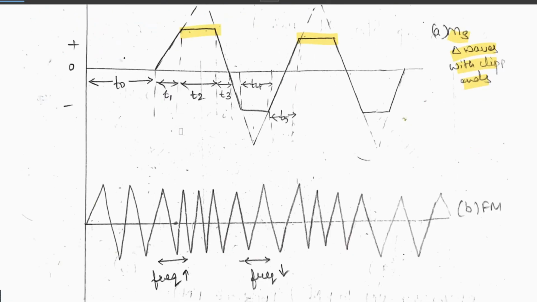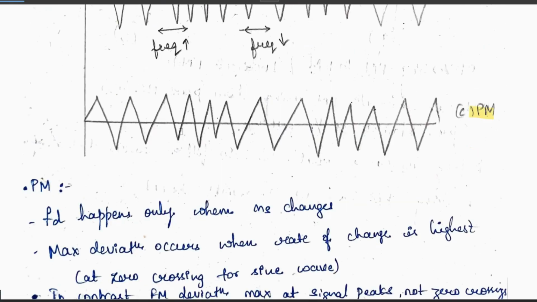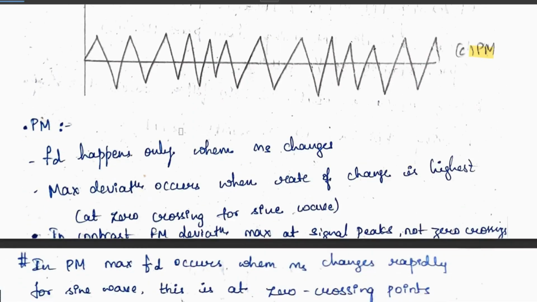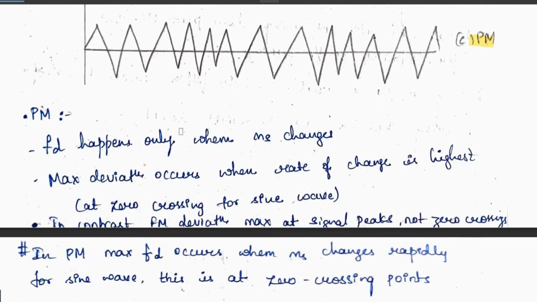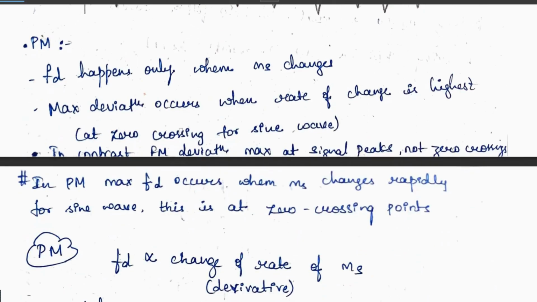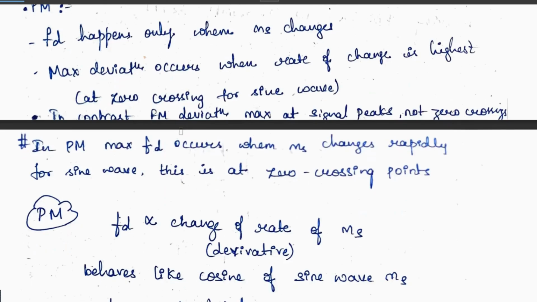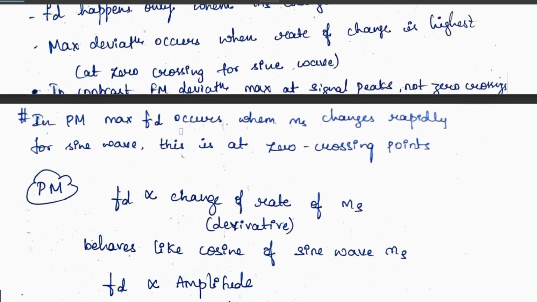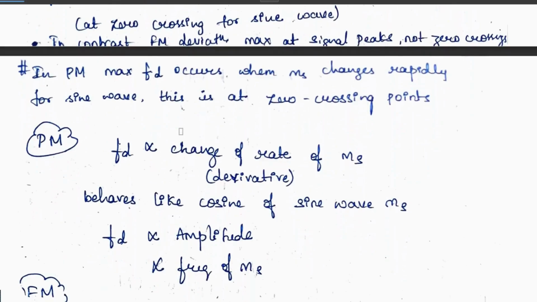Next is FM. This is how FM is, and this is how PM is. In PM, frequency deviation happens only when the modulating signal changes. Maximum deviation occurs when the rate of change is highest, at the zero crossing for the sine wave. In contrast, FM deviation is maximum at the signal peaks, not at the zero crossings. In PM, that is phase modulation, maximum deviation occurs when the message signal changes rapidly, at the zero crossing points.